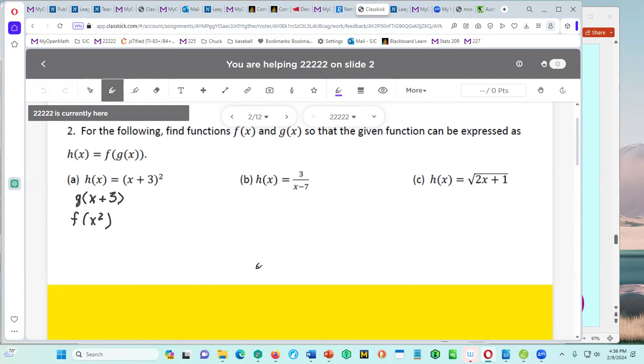Okay, so Jackson, you want to say that it's F composed with G. So yeah, you want to say that G equals X plus 3, right? Okay, sure.